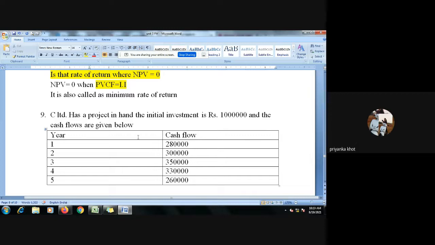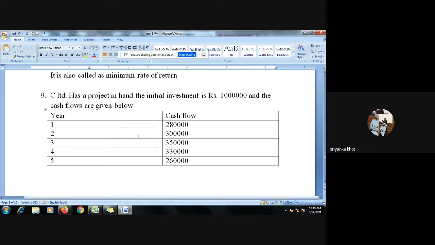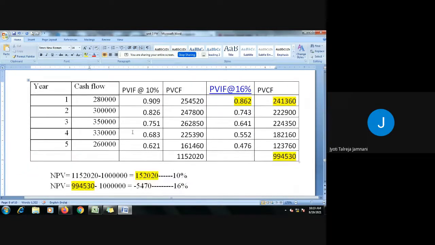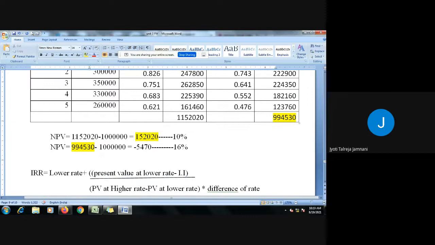For that reason we need the calculation of two different NPVs, right? Below you have calculated two rates we took, no? At 10%, whatever was the present value of cash flow minus initial investment 10 lakh, we got 1,52,020. And at 16%, present value of cash flows was 9,94,530 minus initial investment 10 lakh, we got a negative NPV, minus 5,470.